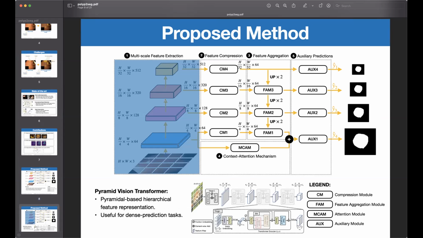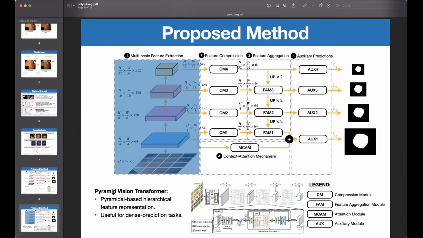The first one is our encoder, which is based on this pyramid vision transformer. We use it as an encoder, and this transformer has the benefit that it extracts a set of multi-scale features by using a pyramid decomposition of the input image, and this approach can be used for dense prediction tasks.